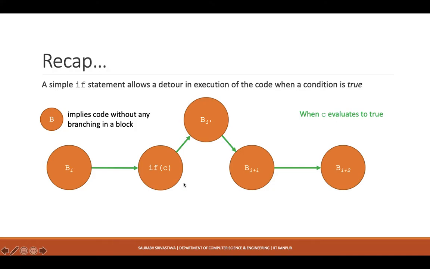So we know that if we just want to have a detour in our sequential execution, we can define an if condition. Whenever this if condition is true, we can define a block of statements which will be executed when this particular condition is true. And if the condition is false, the block is simply ignored. This is what happens with an if condition.